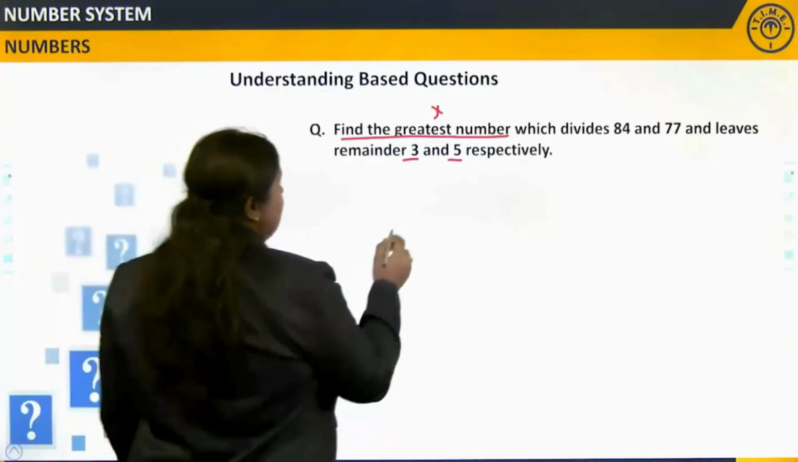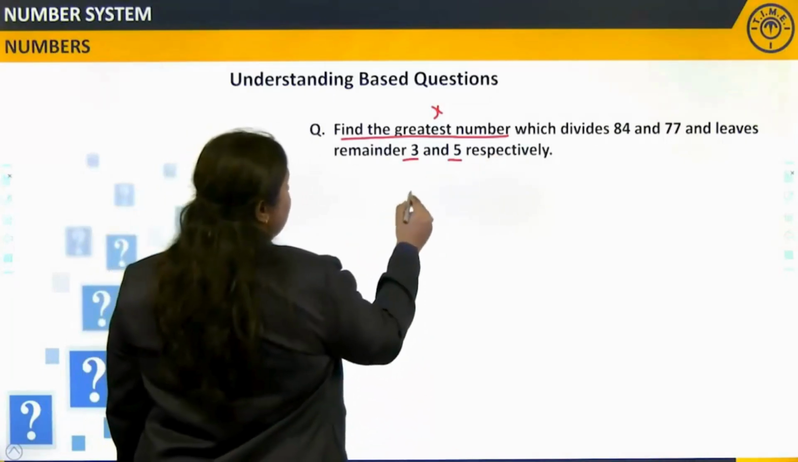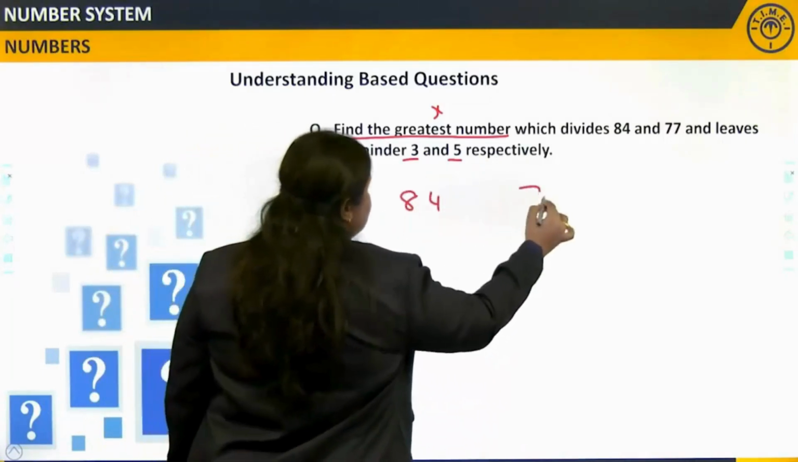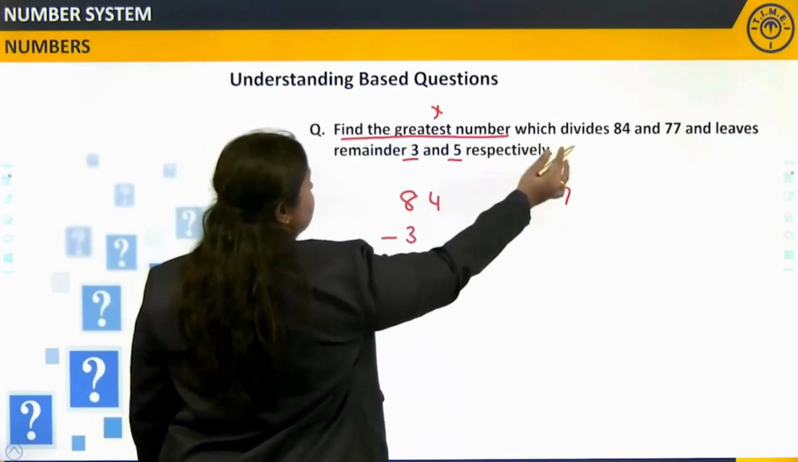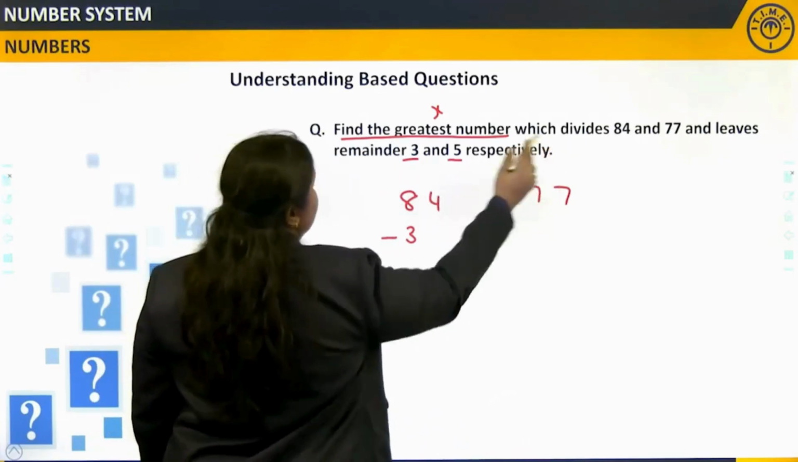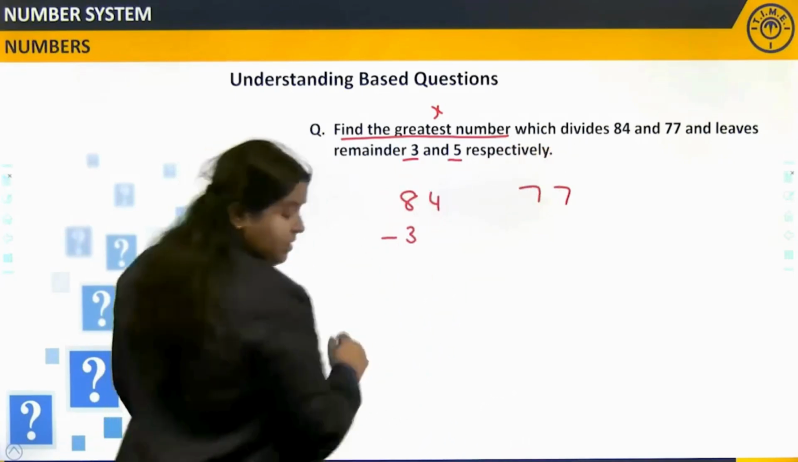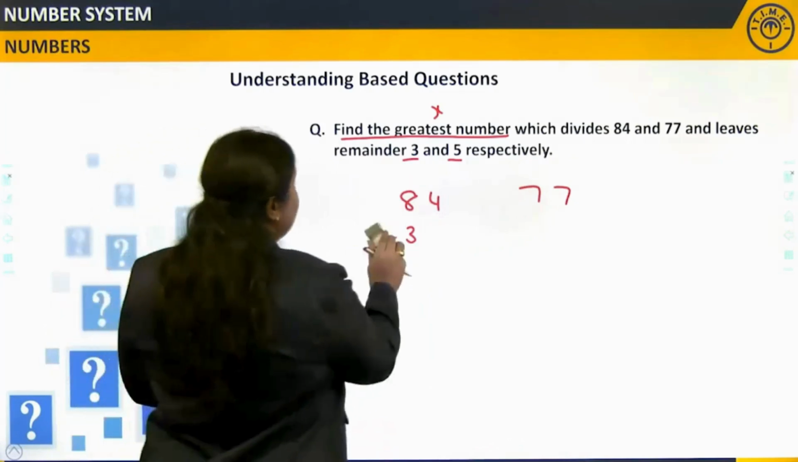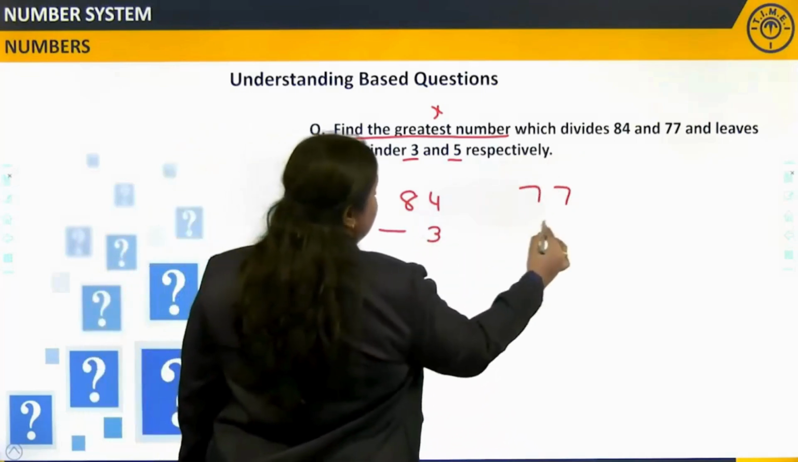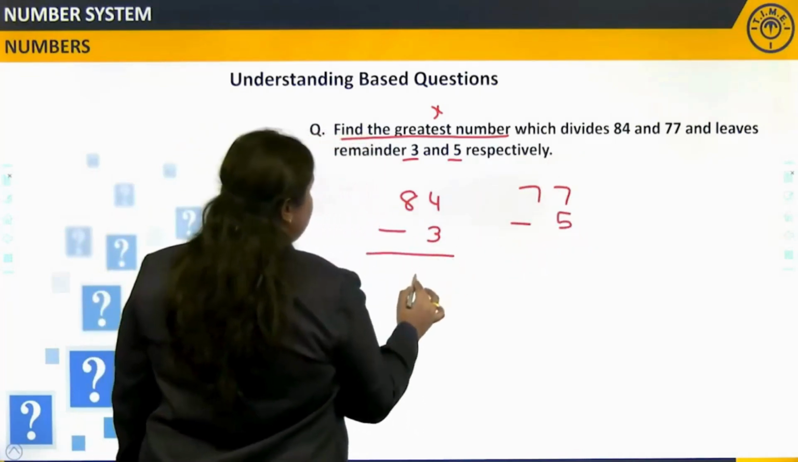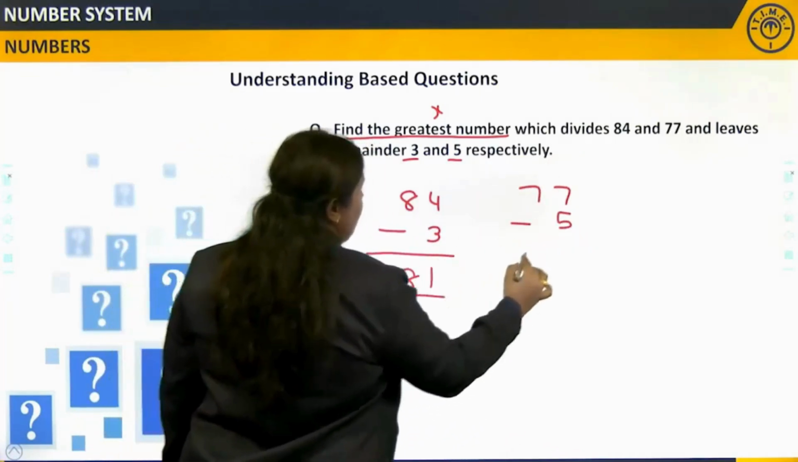So, let us first do that. What are the numbers given? 84, 77. What are the remainders? For 84, 3 respectively, right? You should go in the same order. For 84, take 3. This is not how you write 3, right? You have to write like this. And then, what about the 77? The remainder is 5. After removing the remainder from the numbers, what do you get?